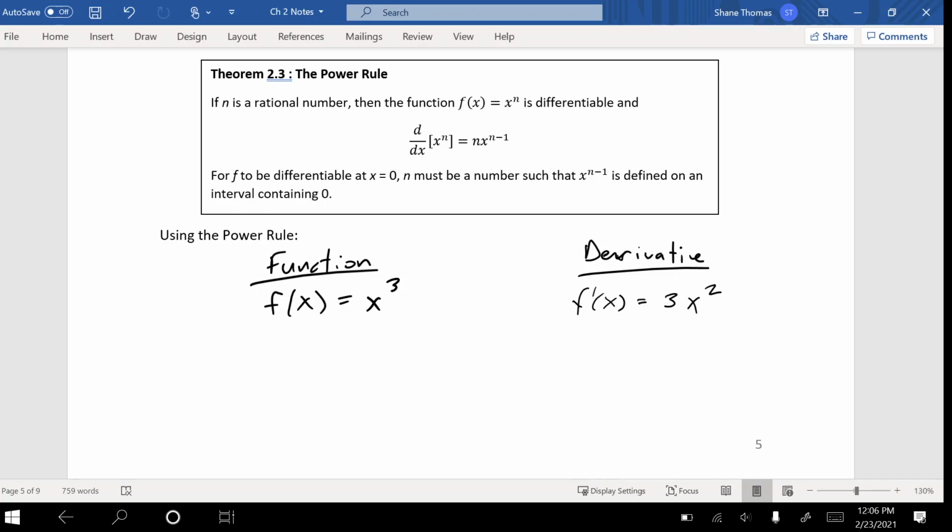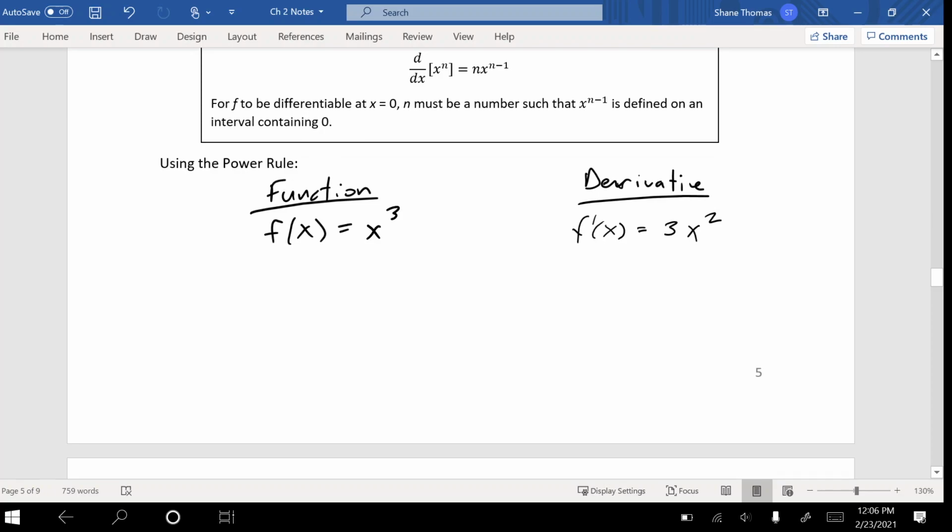All right, so let's look at another one here. We'll go g of x equals the third root of x. Now, if we remember, a third root of x is the same as x to what power? 1/3. Yeah. Okay. So this is the same as x to the 1/3. A lot of times it helps to rewrite that first.